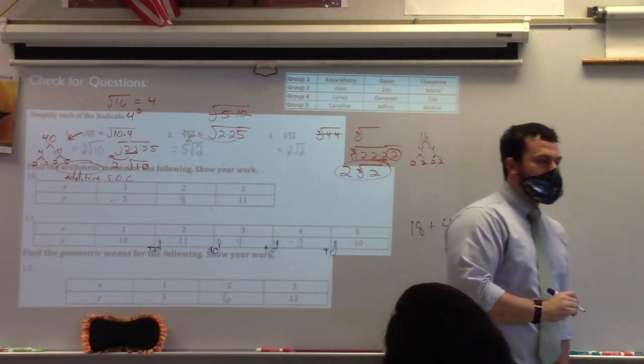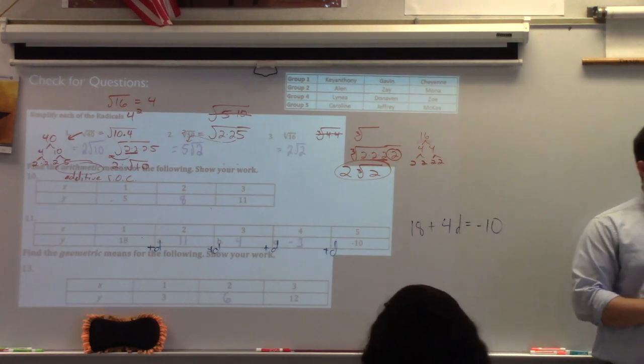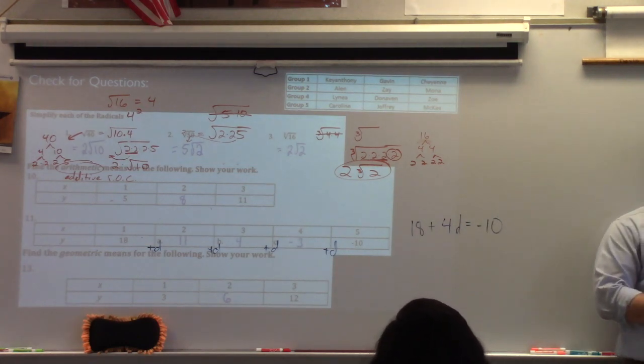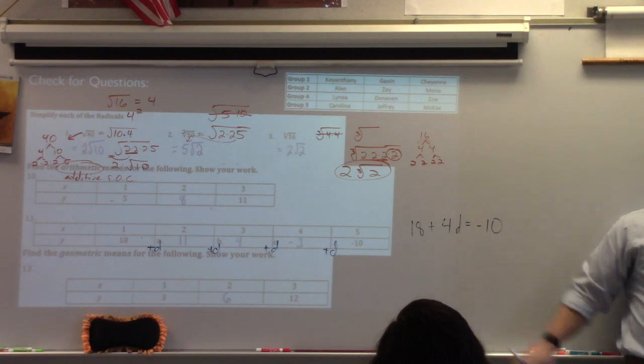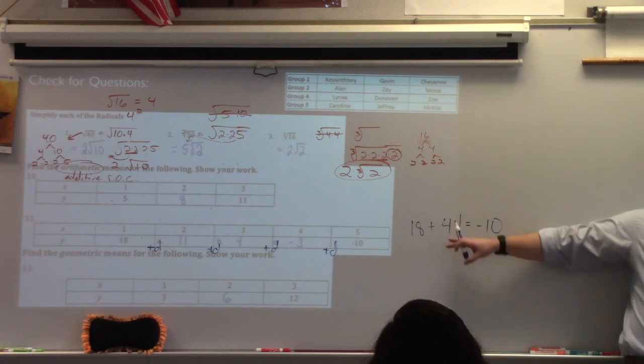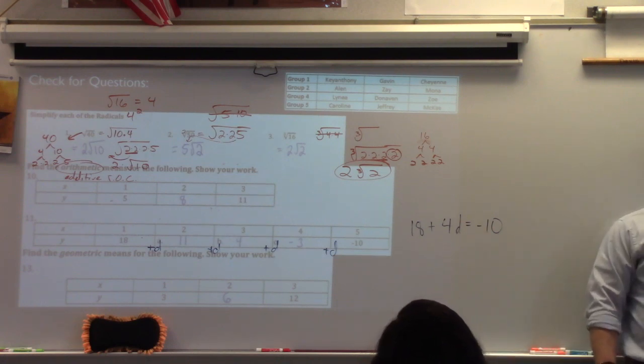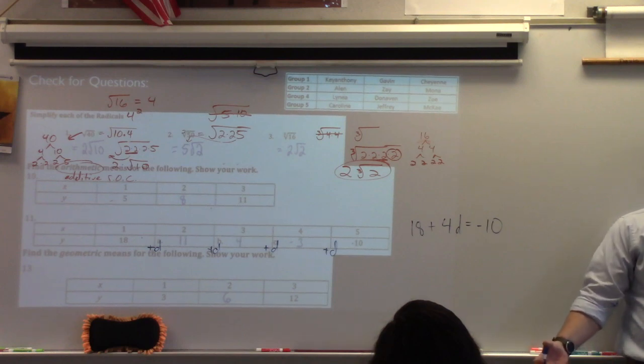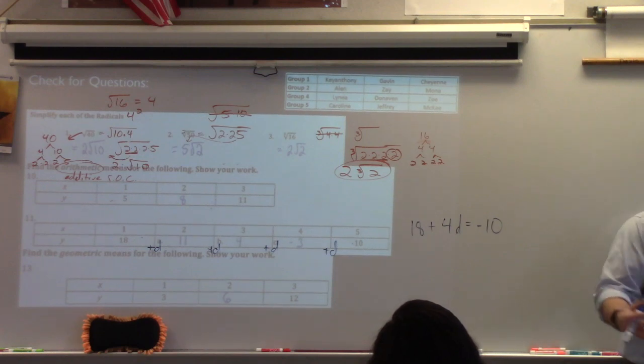Do you agree with that equation? You don't need a calculator. Okay. But do you agree with this equation? Donovan, why do you think this equation is correct? If you start with 18, and you add 4 common differences, you get negative 10. Okay, you're starting at 18, you're adding 4 common differences to get negative 10.